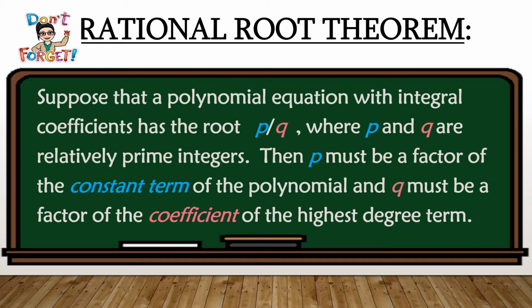Rational Root Theorem. Suppose that a polynomial equation with integral coefficients has the root p over q, where p and q are relatively prime integers. Then p must be a factor of the constant term of the polynomial, and q must be a factor of the coefficient of the highest degree term. You will understand this theorem better once we go to our examples.